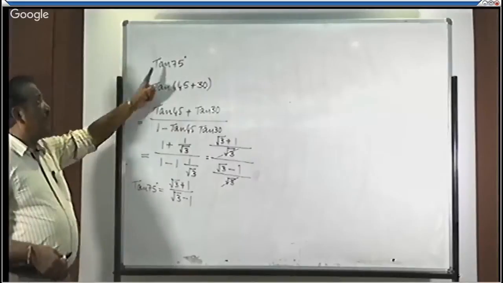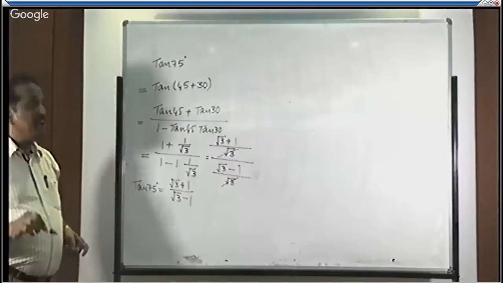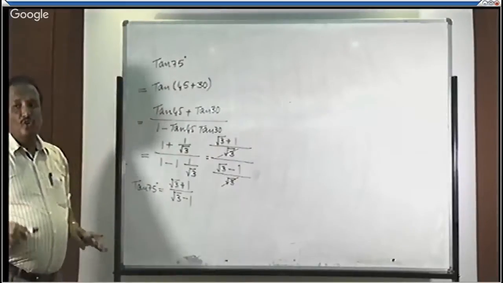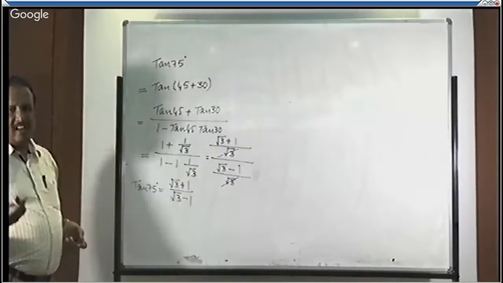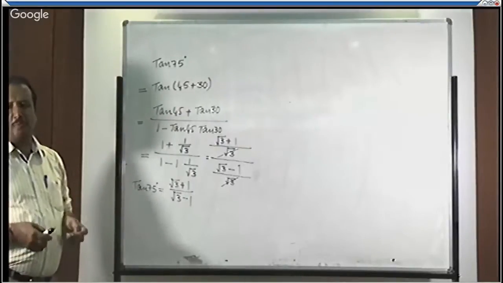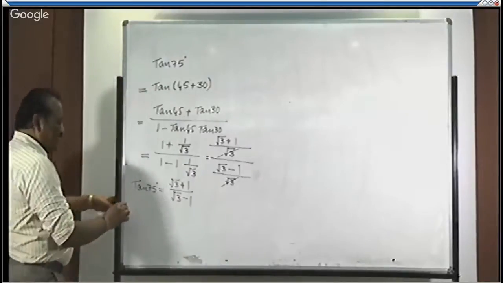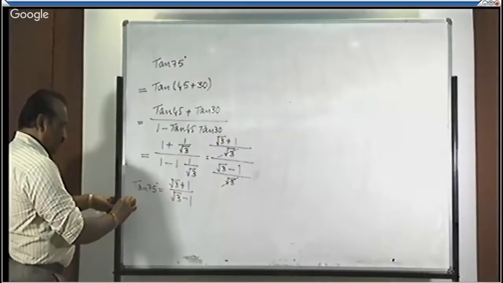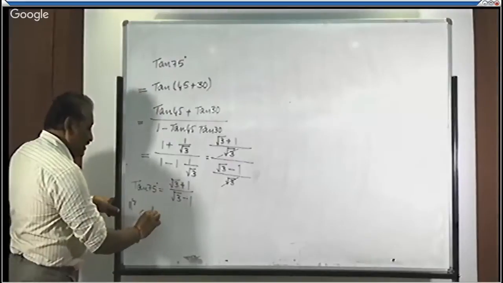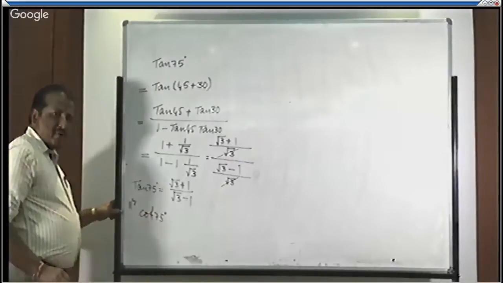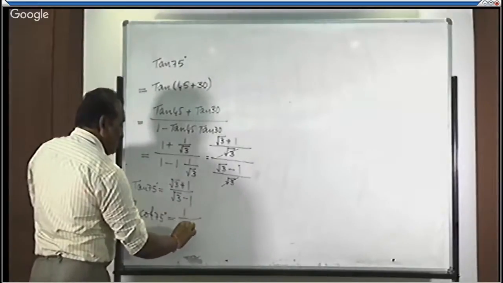Instead of asking to find the value of tan 75, suppose we require the numerical value for cot 75 degree. You need not apply the cot of A plus B formula, because if you know the tan of A plus B, then cot of A plus B is 1 by tan of A plus B, because tan and cot are reciprocal to each other. Similarly, you can write cot 75 degree is nothing but 1 by tan 75 degree, is it not?